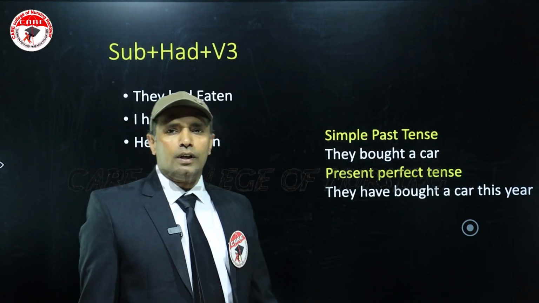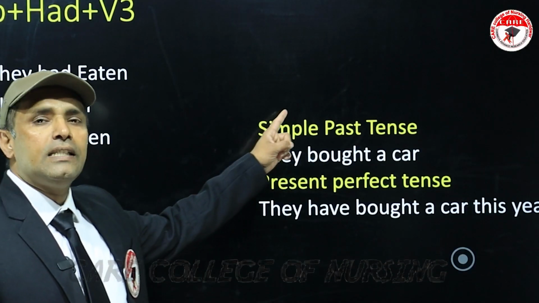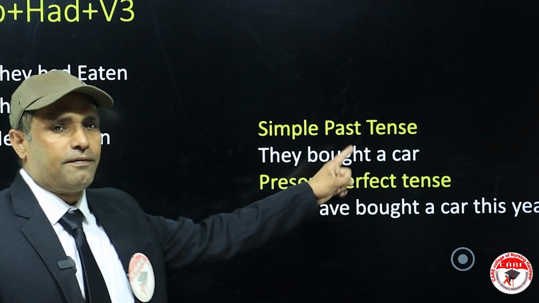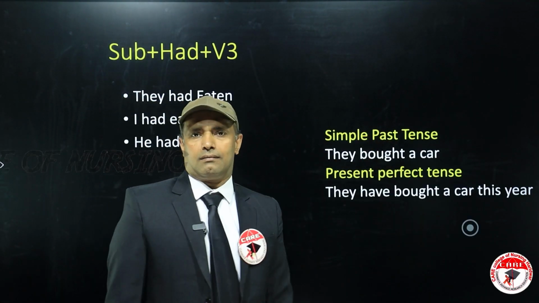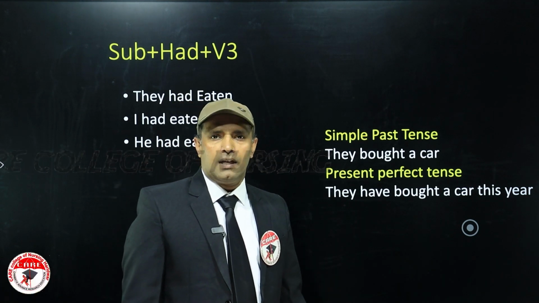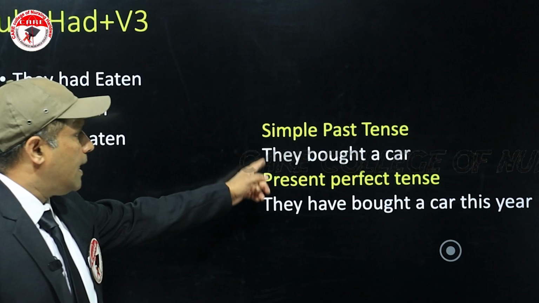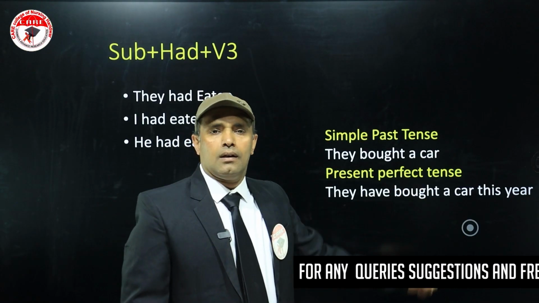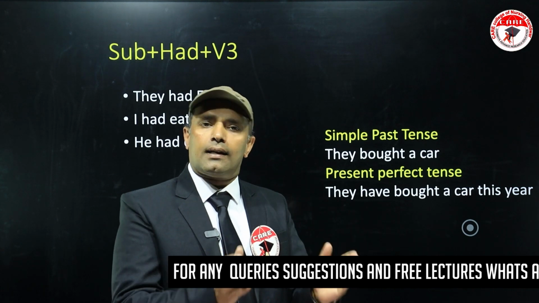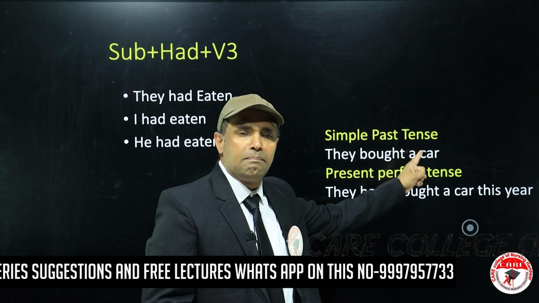Okay, so before we go to past perfect tense, let's mention simple past and present perfect tense. ये है क्या है? They bought a car. That's a simple past. So that means the action is actually complete. They bought a car last week. Okay, पिछले हफ्ते उन्होंने एक कार खरीद लिया था. So the action is actually complete.